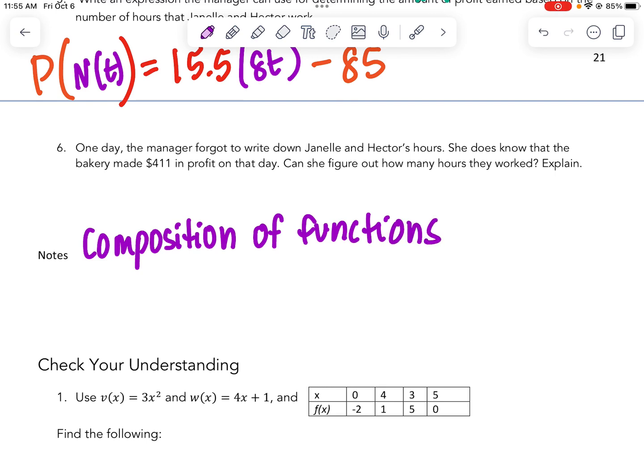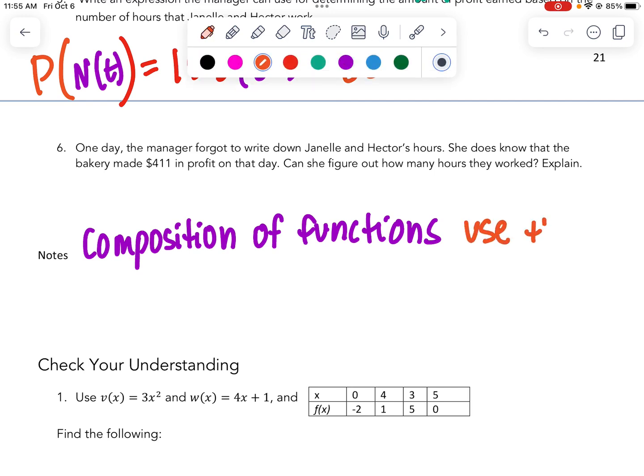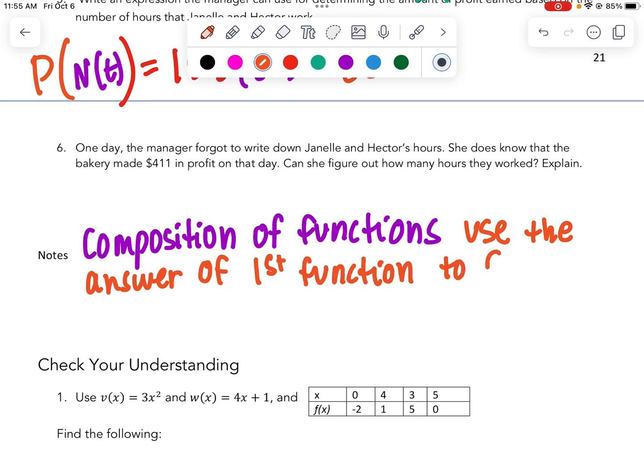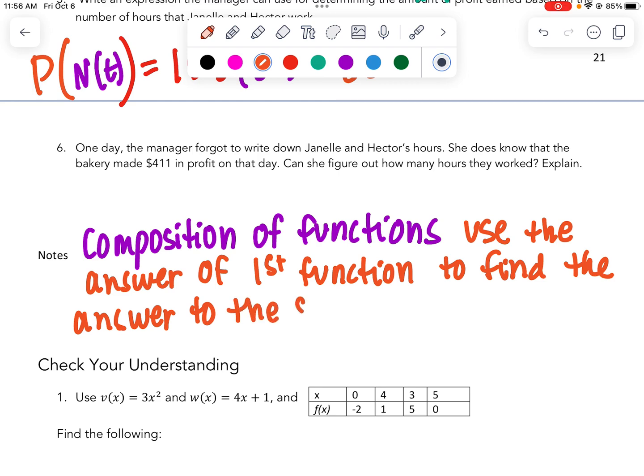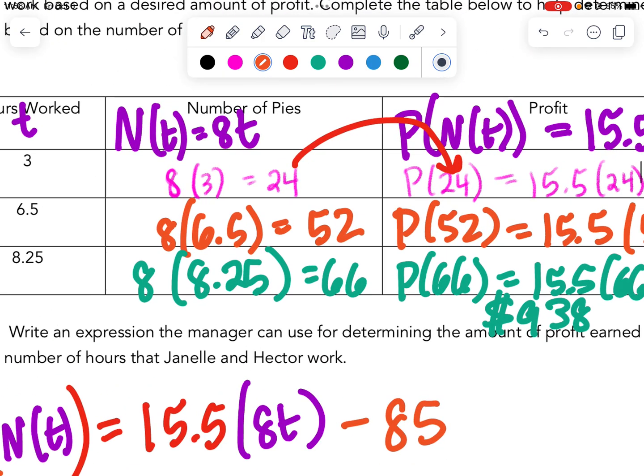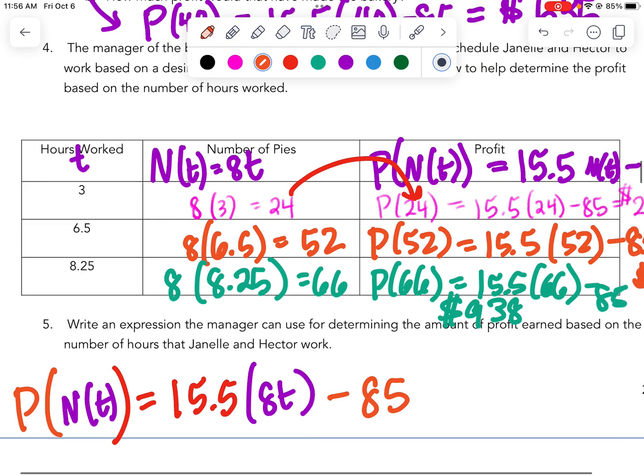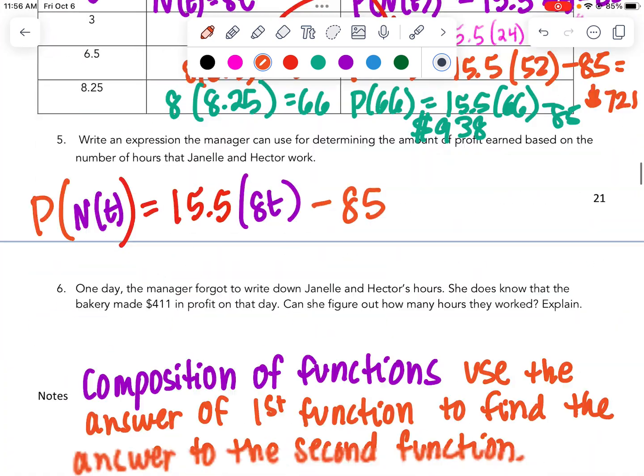All right, so what you do is you're going to use the answer of the first function to find the answer to the second function. Again, the example was we found the number of pies, and then we used that answer to find the profit.